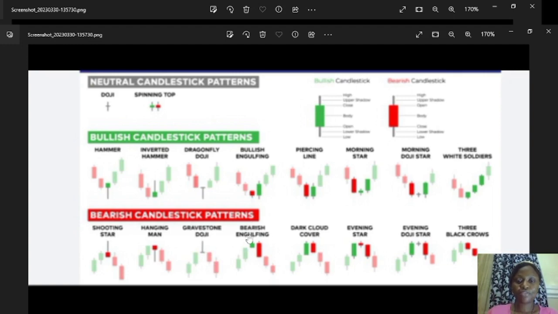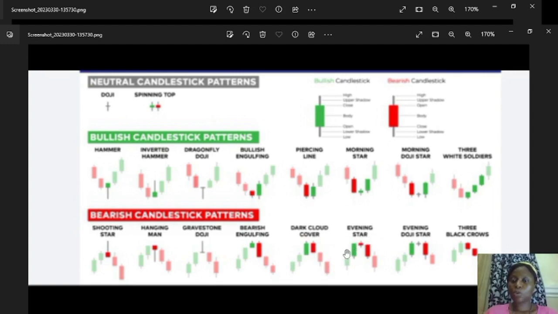You have the bearish engulfing. In the bearish engulfing, the second candle totally engulfs the first candle and it's red. Here, the second candle totally engulfs the first candle and it's green. So this one is bullish engulfing and this one is bearish engulfing, which shows that the market is about changing to a bearish trend. We have the dark cloud cover, almost the same thing as the piercing line, but in this case it's red, changing to the downtrend.